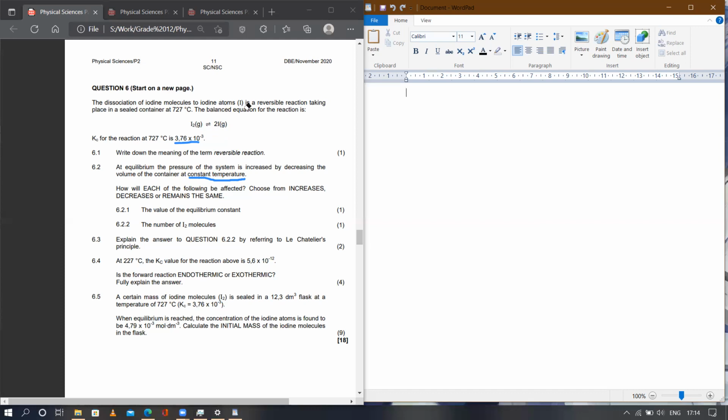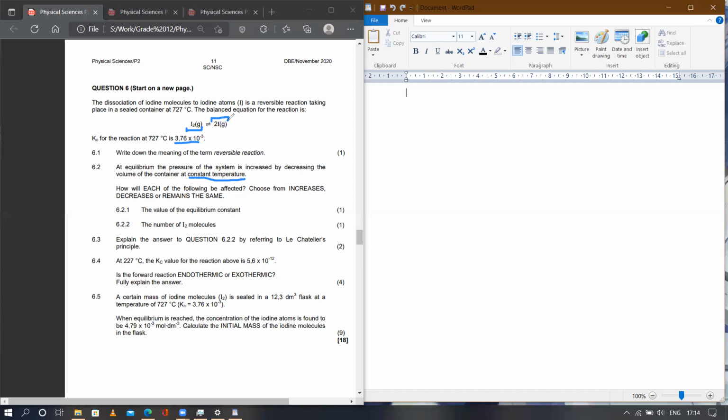So as I was doing this, I was busy searching about it, and what happens is that when the pressure is increased, the side of fewer moles is favored. And when the pressure decreases, the side of more moles is favored. So I'm just sorry about that misunderstanding.